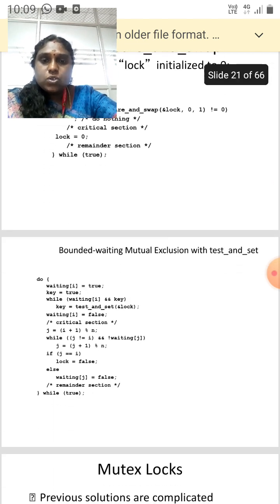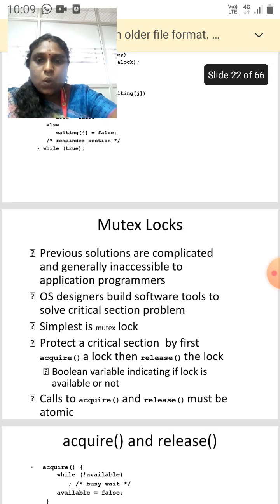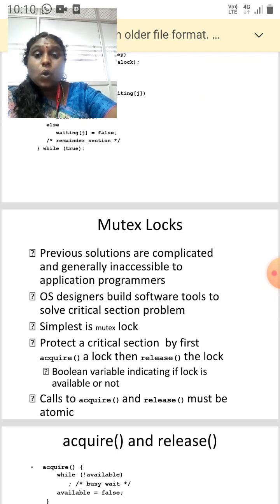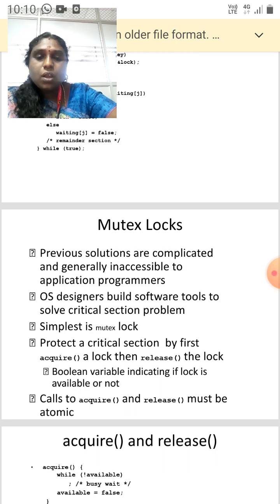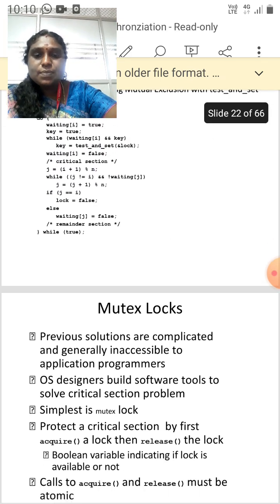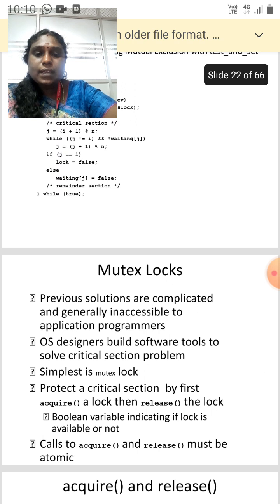We can also have mutex locks. The previous solutions are complicated and generally inaccessible to application programmers. OS designers build software tools to solve the critical section problem, and the simplest is the mutex lock, which protects the critical section by first calling acquire and then release; the calls to acquire and release must be atomic.